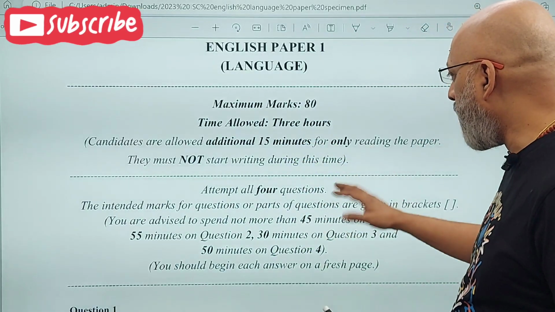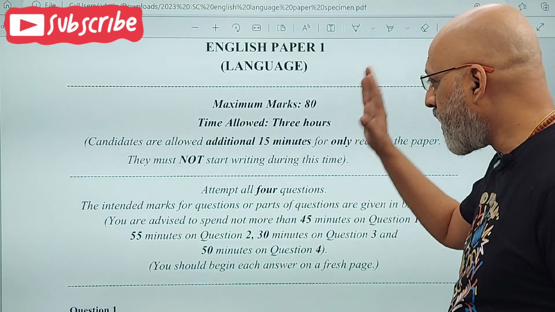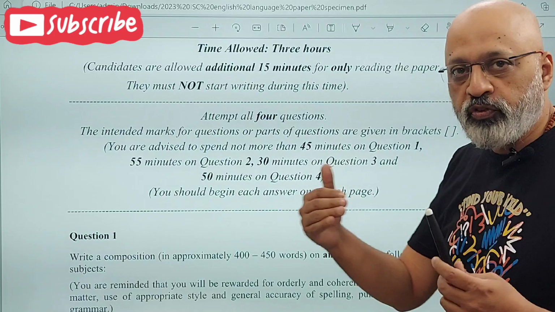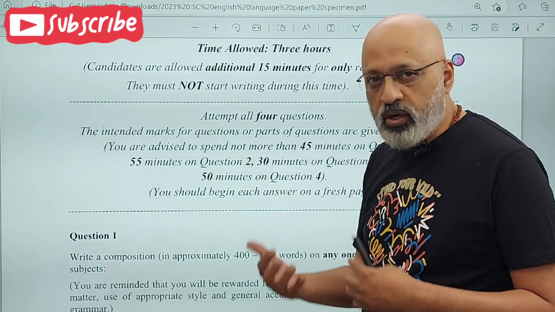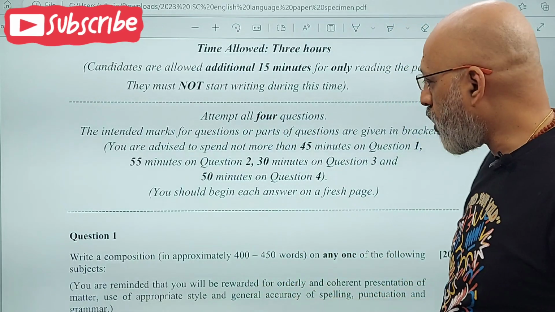ये सब तो आपको मालूम है. 15 मिनट पहले आपको पेपर मिल जाएगा जिसमें आप देख सकते हैं, और उसके बाद आपको 2 बजे एग्जाम लिखना शुरू करना है. Attempt all 4 questions. The first one is the essay composition. The second one is the speech, etc. and proposal writing. The third one is grammar, and the fourth one is the comprehension.